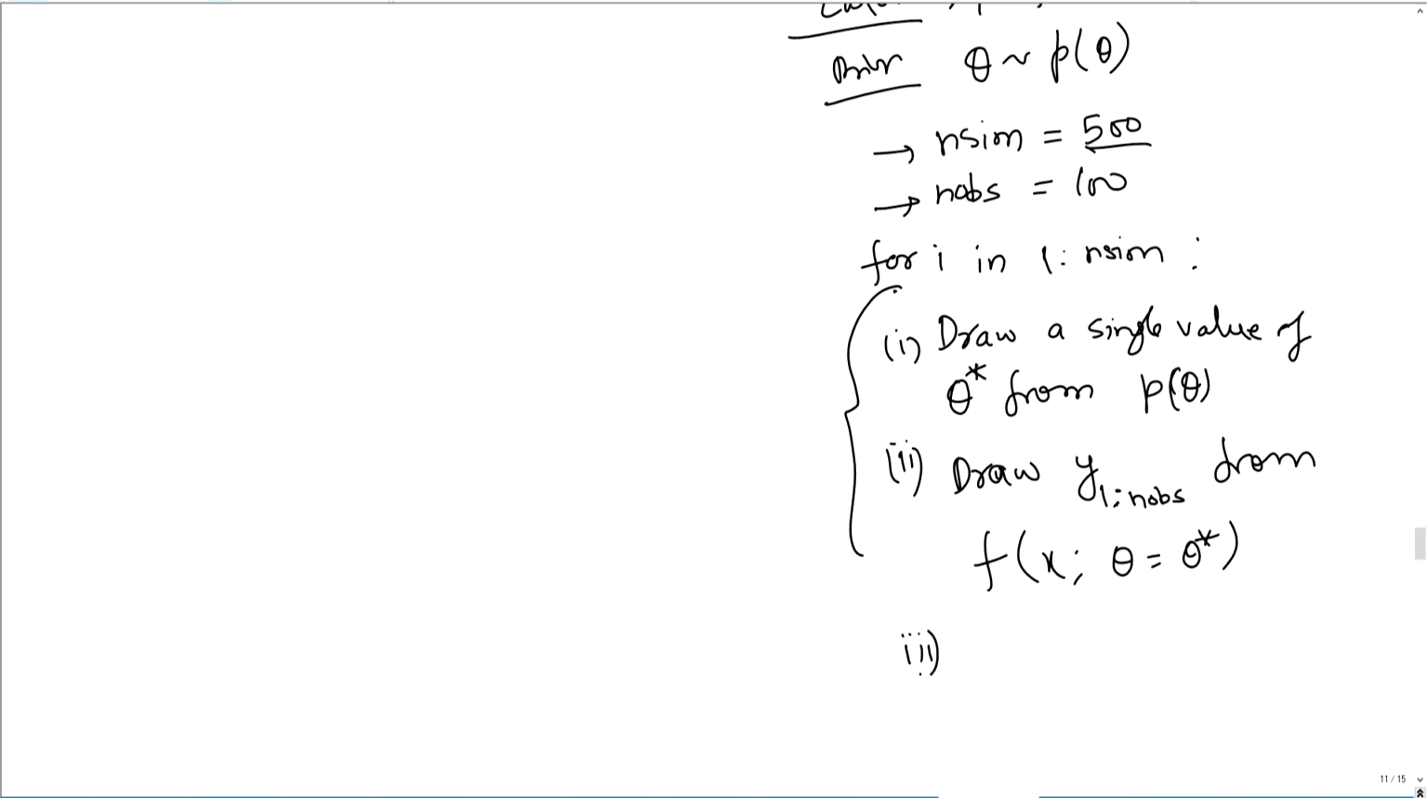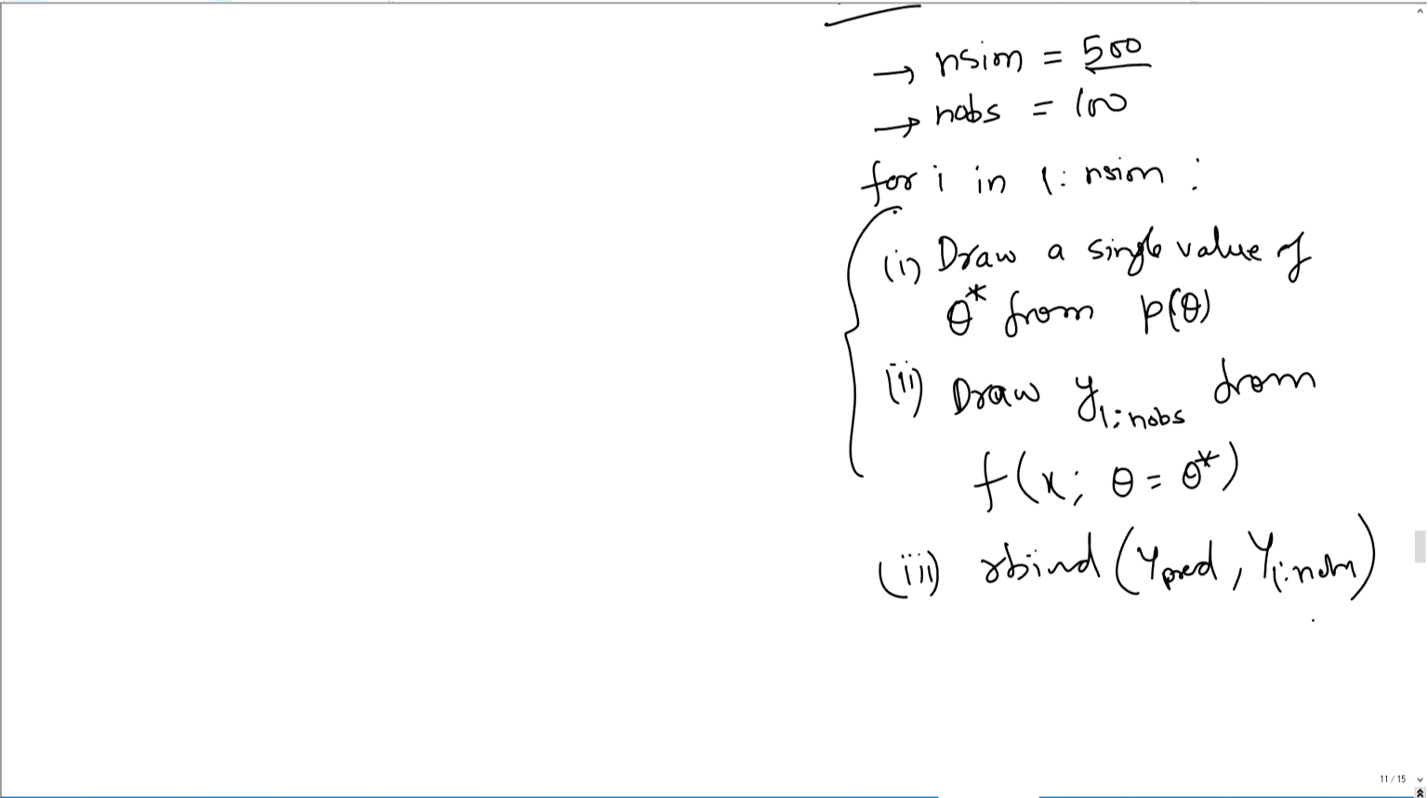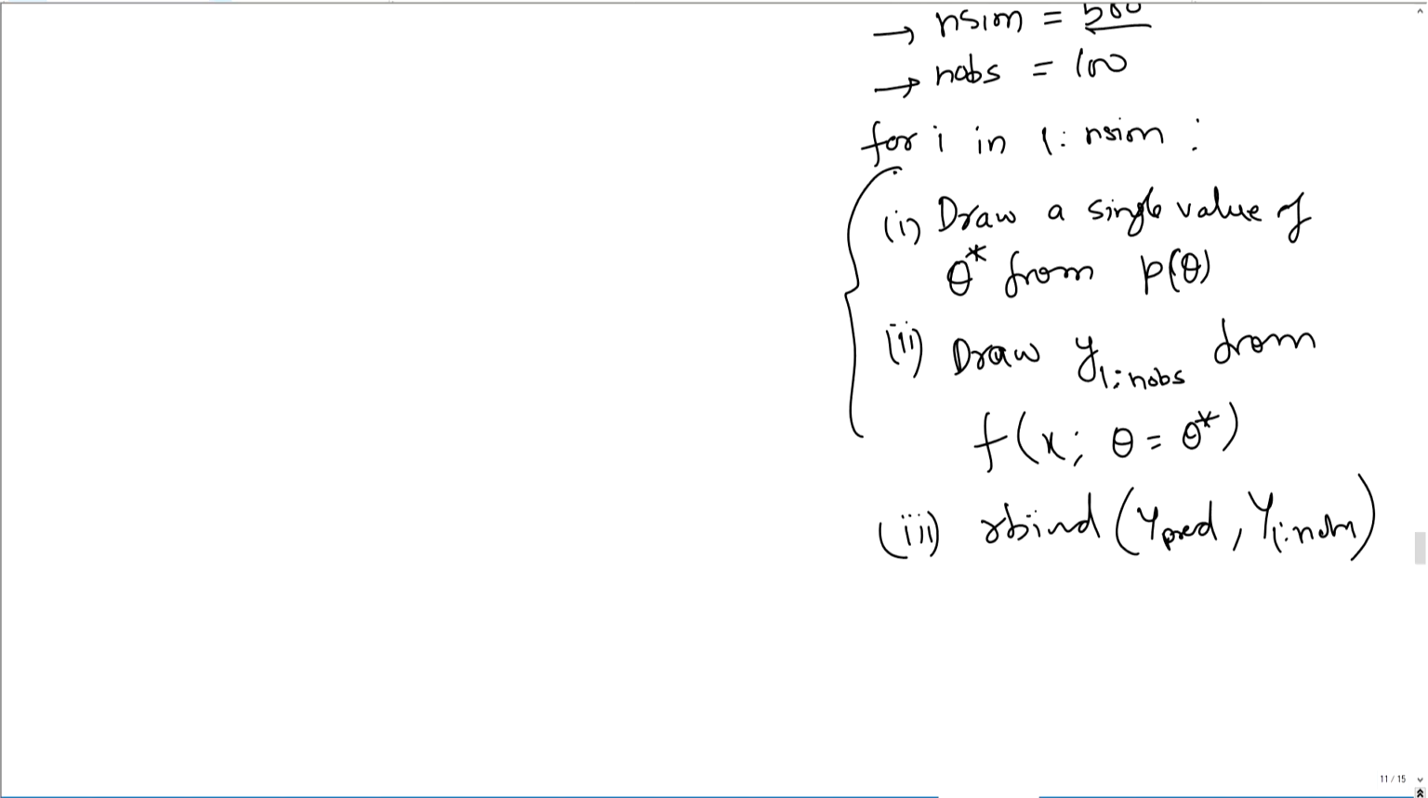Third thing that you will do: you can store all these samples inside a single data frame. There are different ways in which you can do this. Let us say you use some function like rbind, binding by rows, where you combine the sample you have just generated into the overall prior predictive data that you are trying to generate. This is what you do inside the loop.